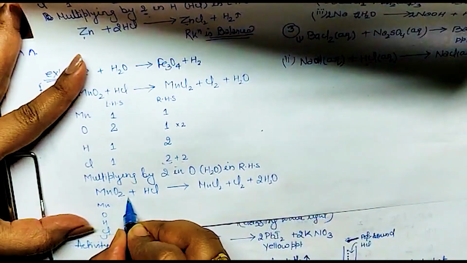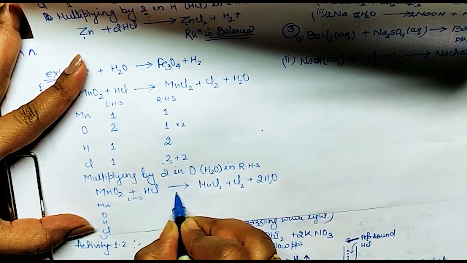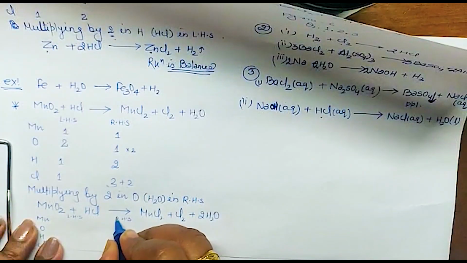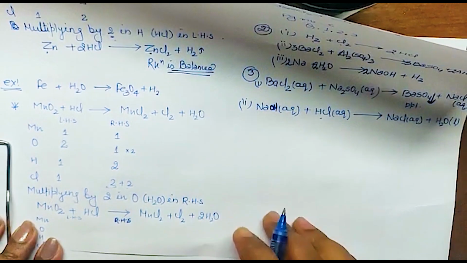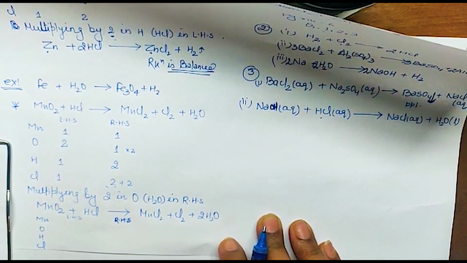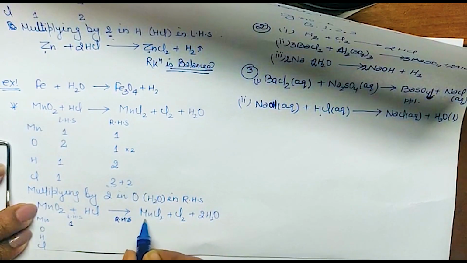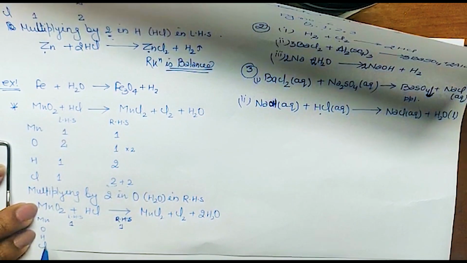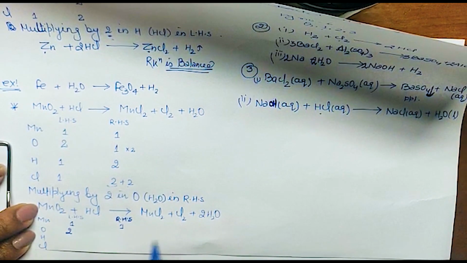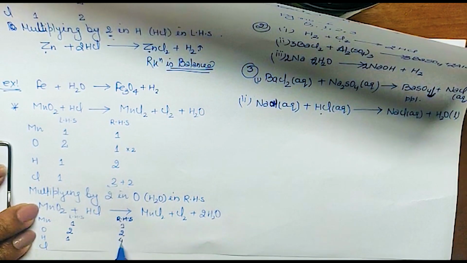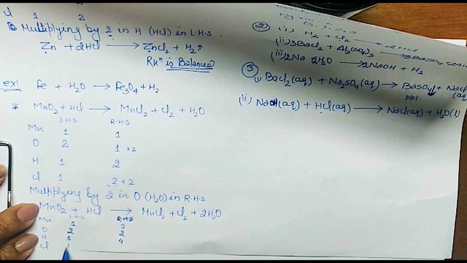Okay, LHS, RHS. Wait. So this is RHS. You have to write that number. How many Mn on this side? Mn is 1 on this side. How many Mn on this side? 1. Then oxygen is 2 and oxygen is also 2 here. Got it? Hydrogen is 1 on this side. Hydrogen is 4 on this side, isn't it? Chlorine is 1 on this side and chlorine is 2 plus 2, 4 on this side.